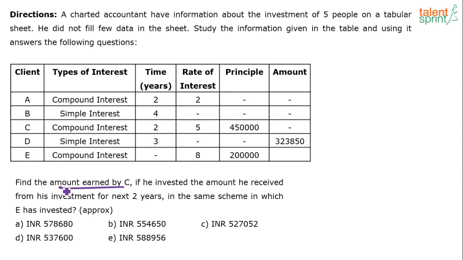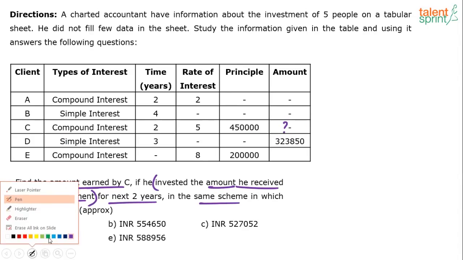So what is he asking us to find out? The amount earned by C if he invested the amount he received from his investment. So first of all, we have to find out the amount that he has received from his investment. If he is investing this amount for the next 2 years in the same scheme in which E has invested. So understanding the question is important first of all, right? What do we have to do? Find out the amount that C earns here. What amount will he receive from his investment? This is the question mark.